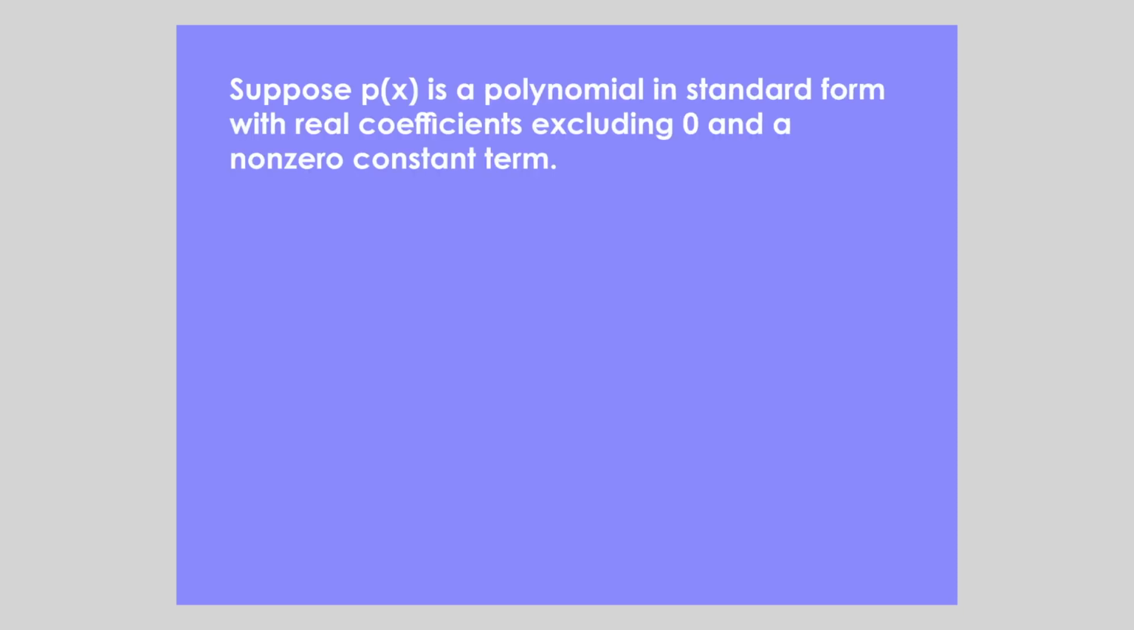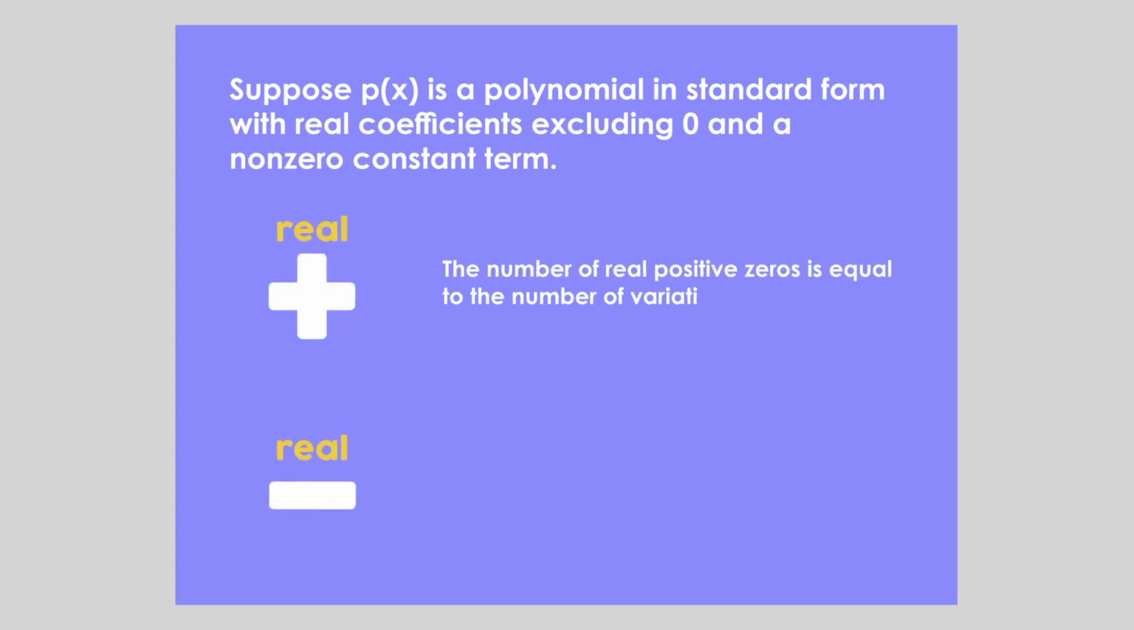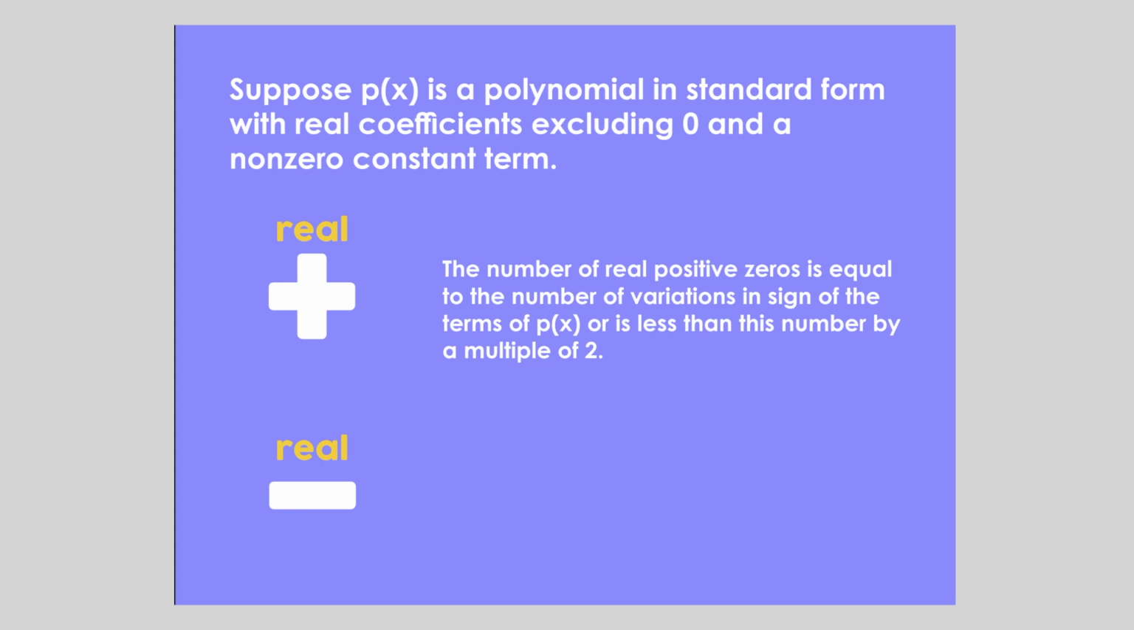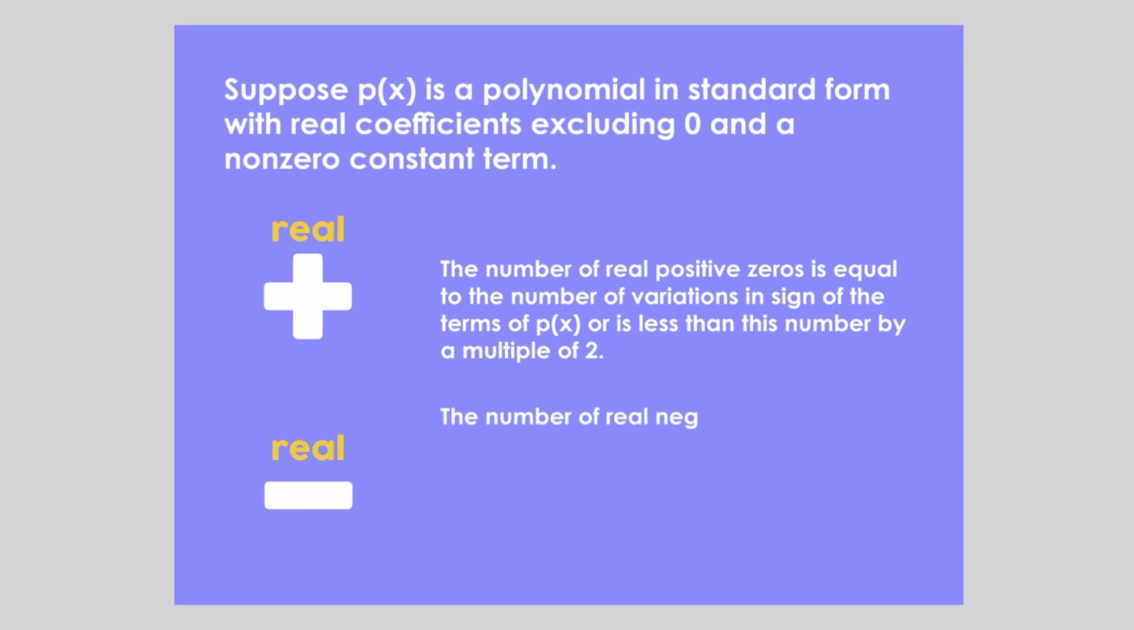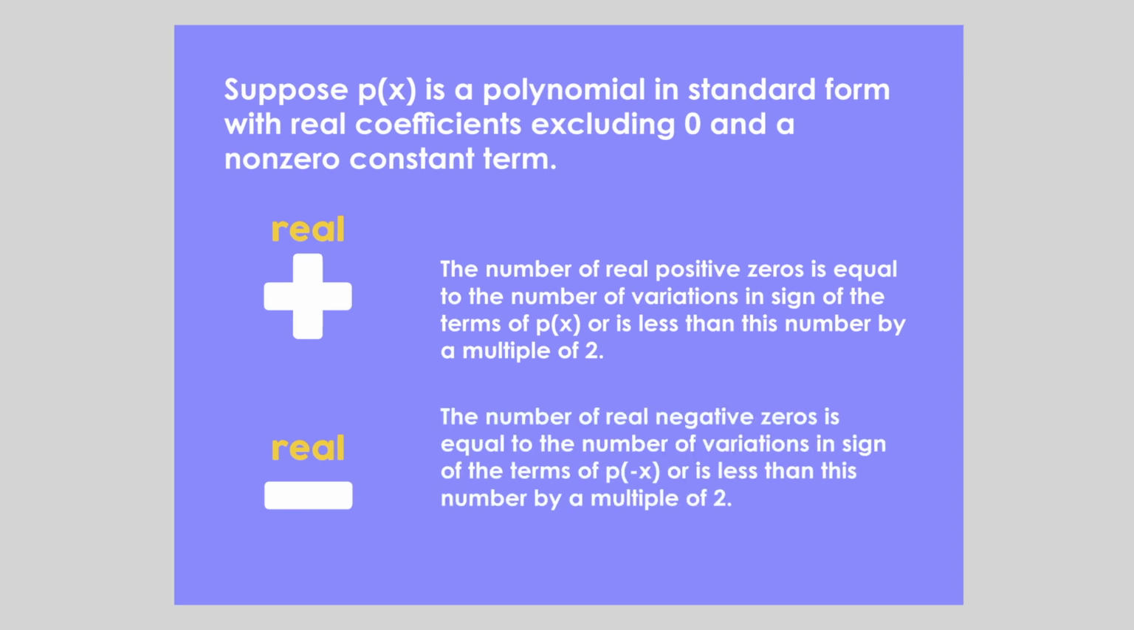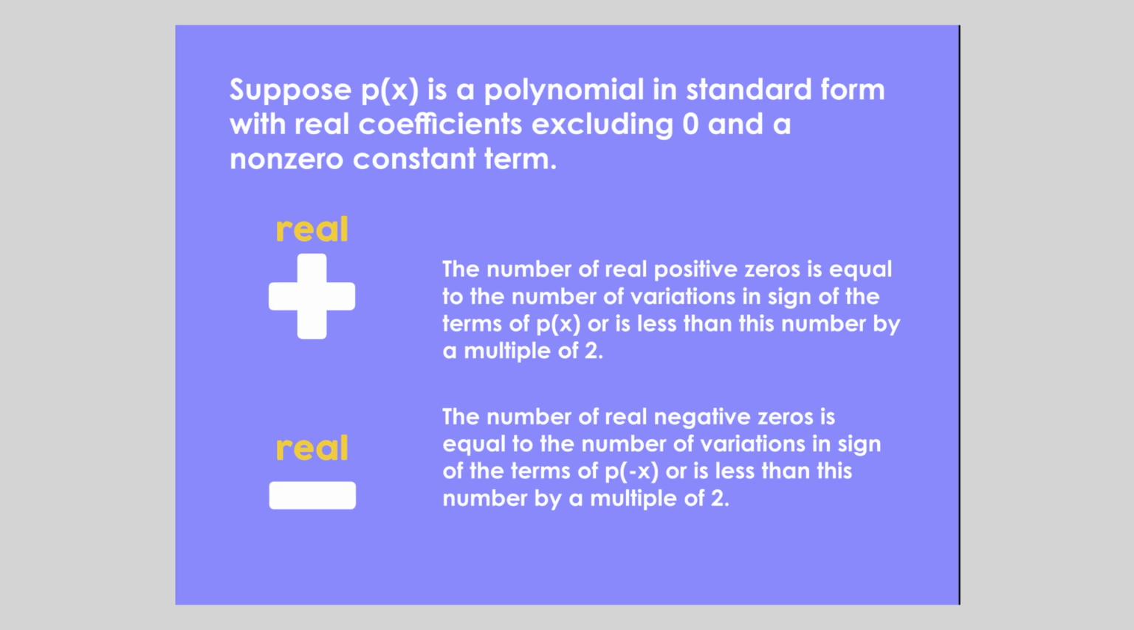Suppose p of x is a polynomial in standard form with real coefficients excluding 0 and a non-zero constant term. The number of real positive zeros is equal to the number of variations in sign of the terms of p of x, or is less than this number by a multiple of 2. The number of real negative zeros is equal to the number of variations in sign of the terms of p of negative x, or is less than this number by a multiple of 2.